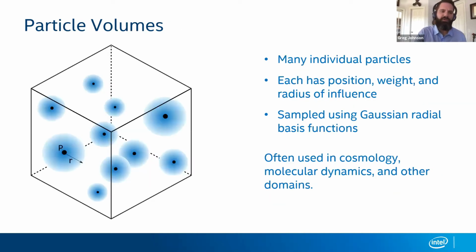And our newest volume type, which is somewhat different from the previous cell and voxel-based volumes, is our particle volumes. And so here a volume is made up of many individual particles, where each particle has its own position, weight, and radius of influence. And so when you sample a volume here at a point location, any number of particles are able to contribute to that sample value via Gaussian radial basis functions. So this volume type is used extensively in large-scale cosmological simulations, molecular dynamics, and other domains.